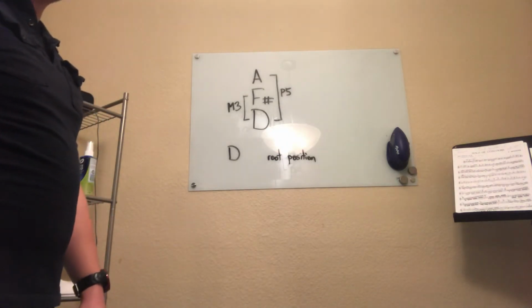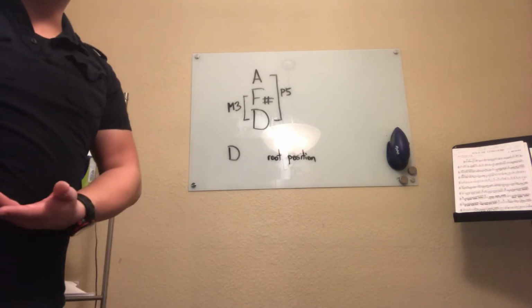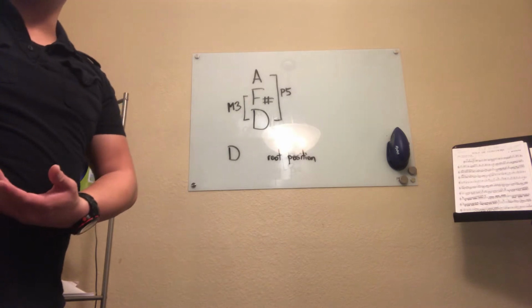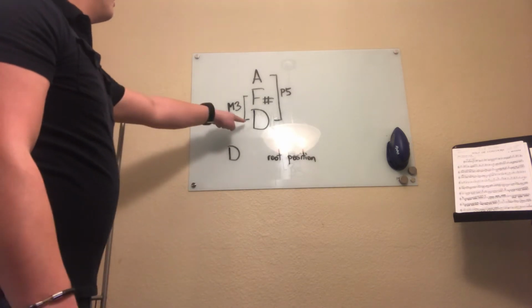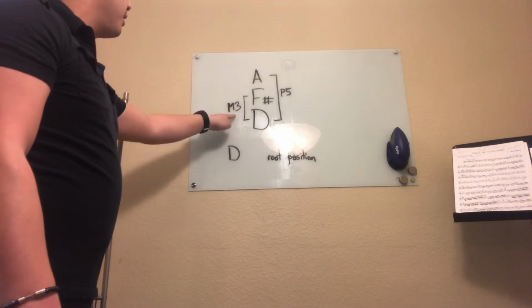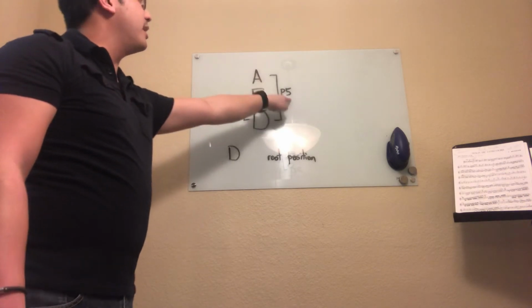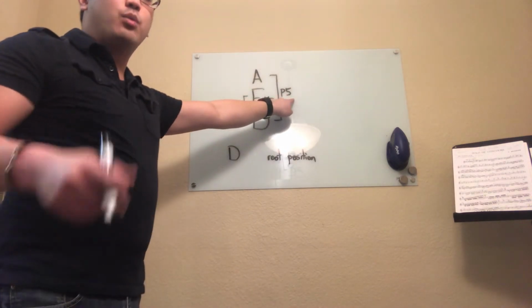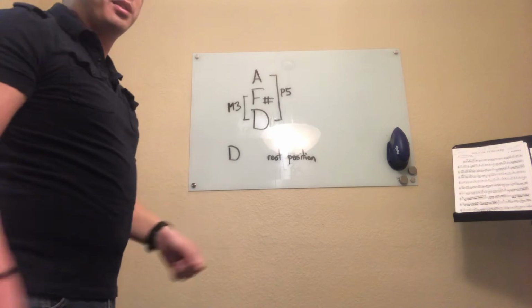For root position, you can also check it by looking at the formulas we just drew in our notes. Root to third is a third. Root to fifth is a fifth. Therefore, we know that this triad is in root position.